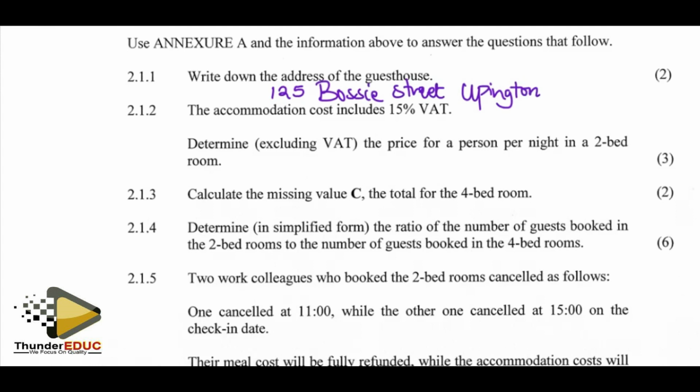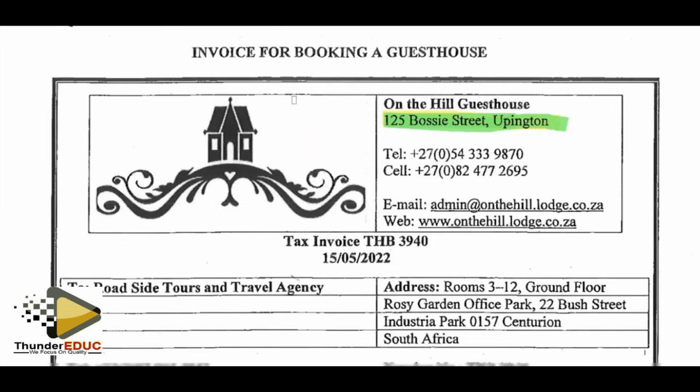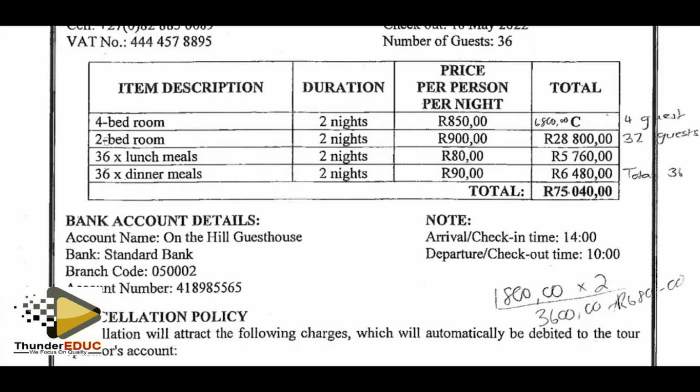Then the accommodation cost includes 15% VAT. Determine, excluding VAT, the price of a person a night in a 2-bedroom. So we are here now. These are 2 nights, but per person, everyone pays how much? 900. This is a price per person per night. So this is the money that we're going to take.